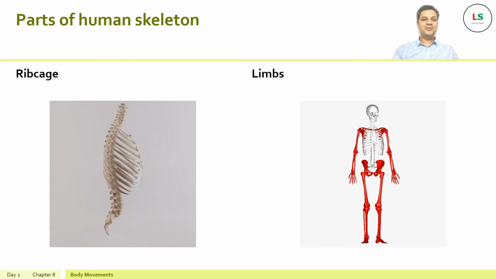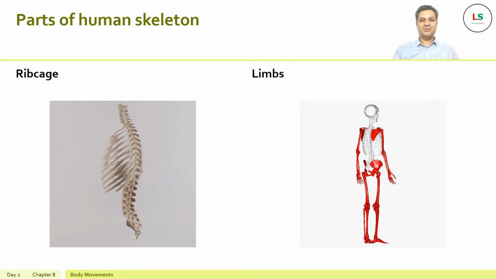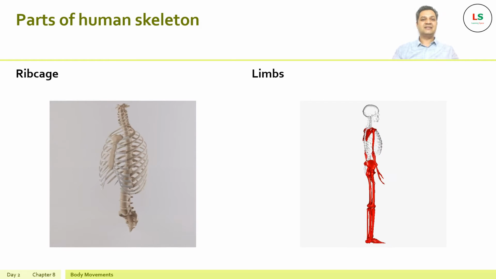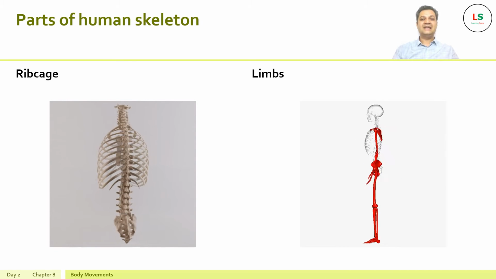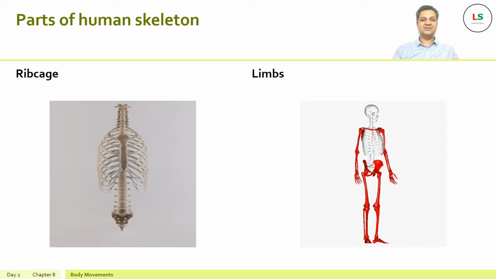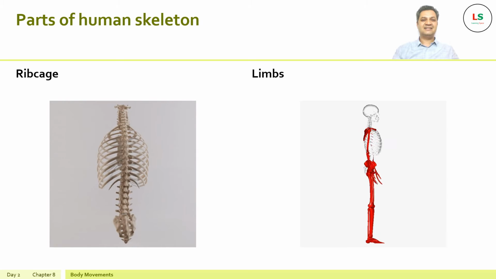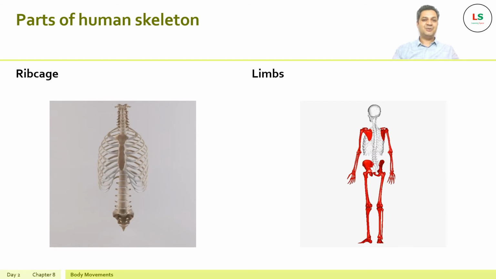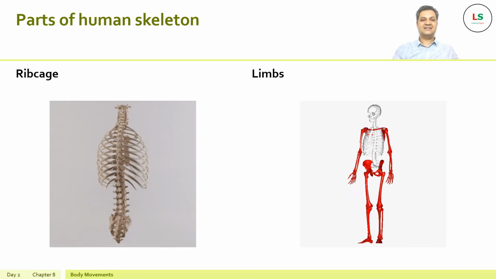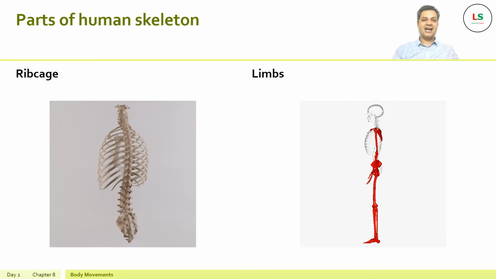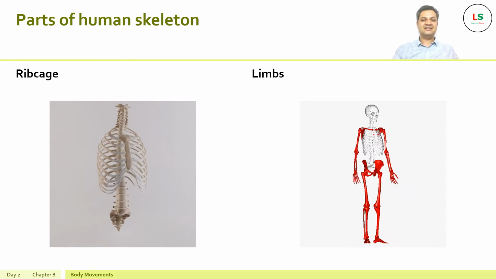Limbs. 2 pairs of limbs are present in the human body. The arms are called the forelimbs and the legs are called the hind limbs. Each limb consists of 3 big bones. Forelimbs have humerus, radius and ulna. Hind limbs have femur, tibia and fibula. Apart from these, hind limbs also have kneecap or the patella.